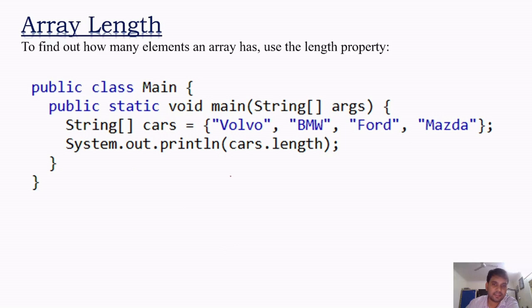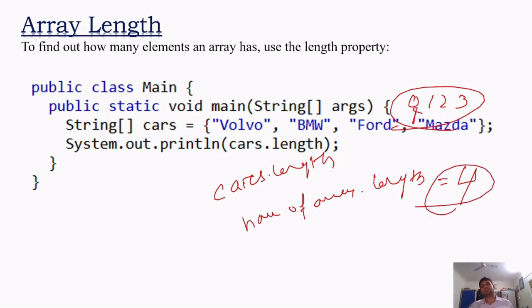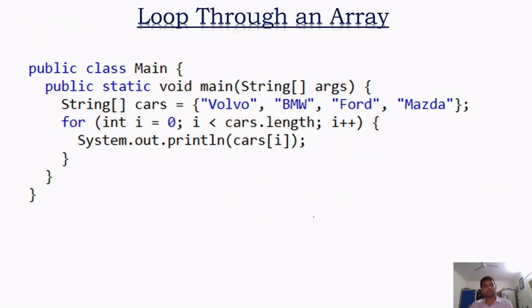ऐरे का लेंथ कैसे डिसाइड करेंगे, हाउ टू कैलकुलेट? द सिंटैक्स इज cars.length, मीन्स नेम ऑफ द ऐरे डॉट लेंथ। सो यहाँ पे आउटपुट आएगा 4। 0 1 2 3 ये पोजीशन है, लेकिन आउटपुट 4 आएगा। 0 इज ऑल्सो इंक्लूडेड इन द लेंथ, सो आउटपुट विल बी 4। बस सिंटैक्स याद रखिए, नेम ऑफ array डॉट लेंथ। Then loop through an array.